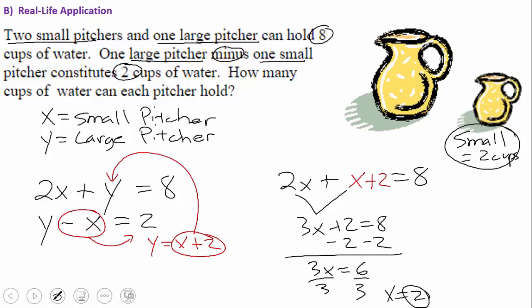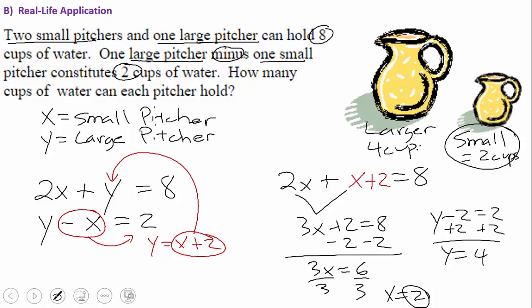I'll take that 2 and substitute it into either one of the equations. The easiest one is going to be the second one. And so I'm going to say y minus 2 equals 2. Adding 2 to both sides, y equals 4. What does that tell me? That the large is 4 cups. That easy. So the hardest part is reading and writing down the equations.